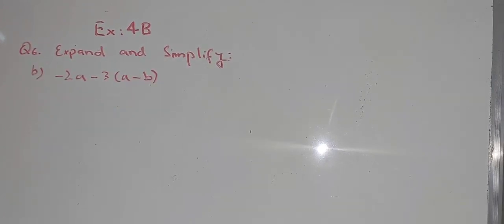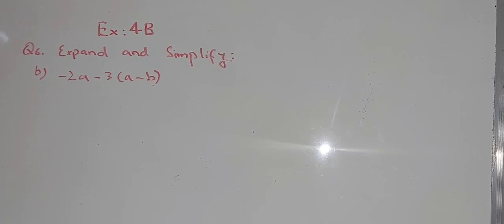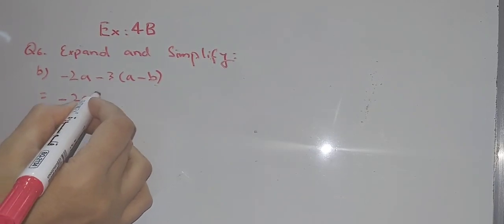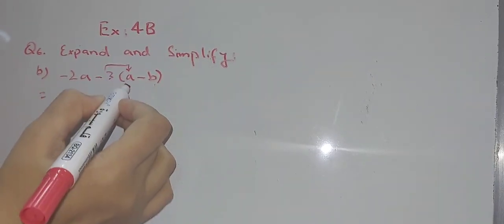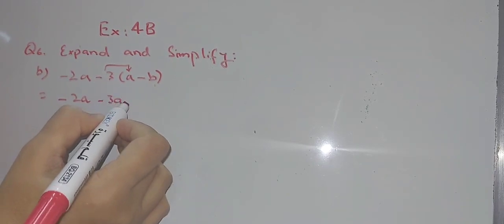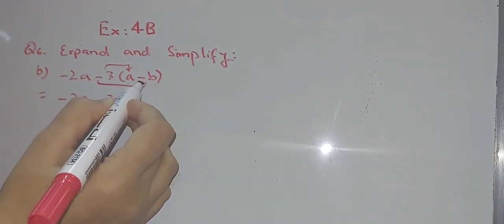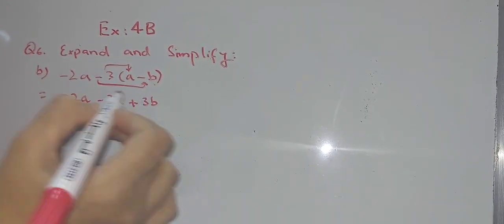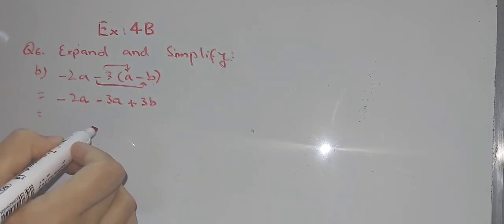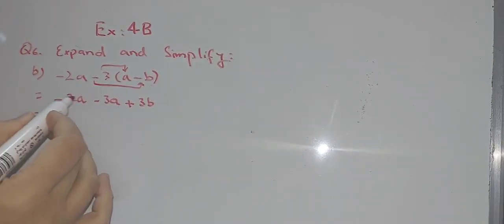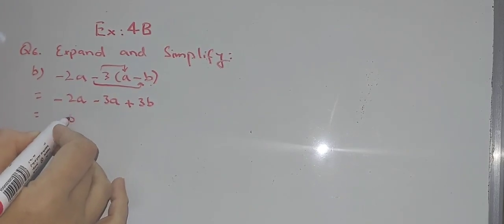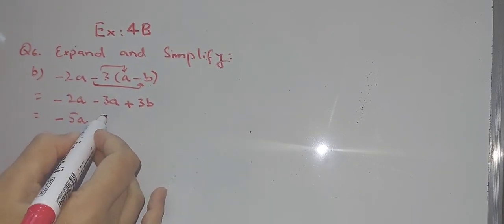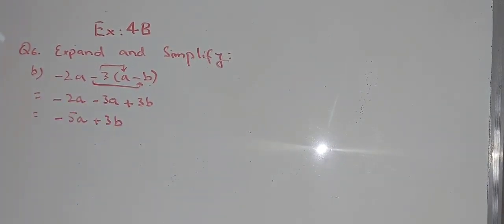Part B is minus 2a minus 3 bracket a minus b bracket close. First of all, we have to open the bracket. Minus 3 multiplied by a will become minus 3a. Then this minus will multiply with this minus b, and plus 3b will come here. Now the like terms are already arranged. We are going to solve this one. Minus 2a minus 3a will become 5a but with a negative sign, and then plus 3b. So this is the solution for part B.